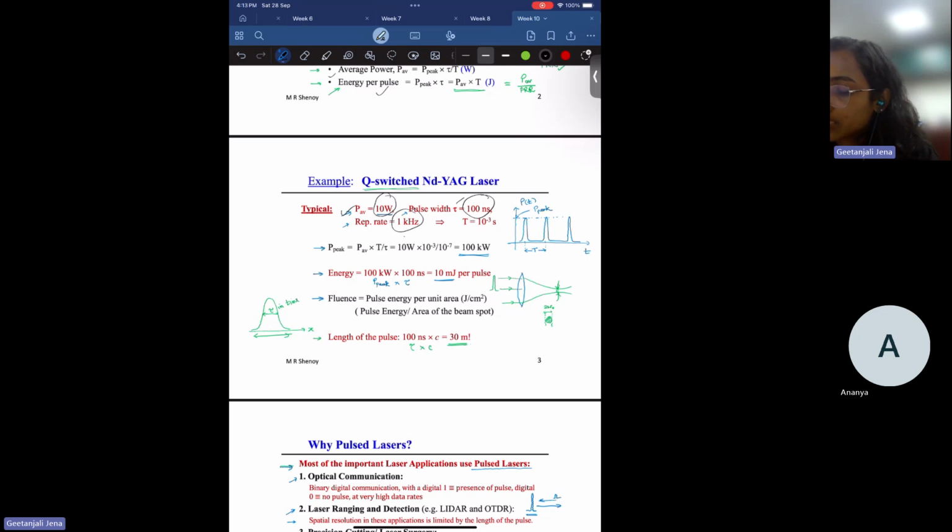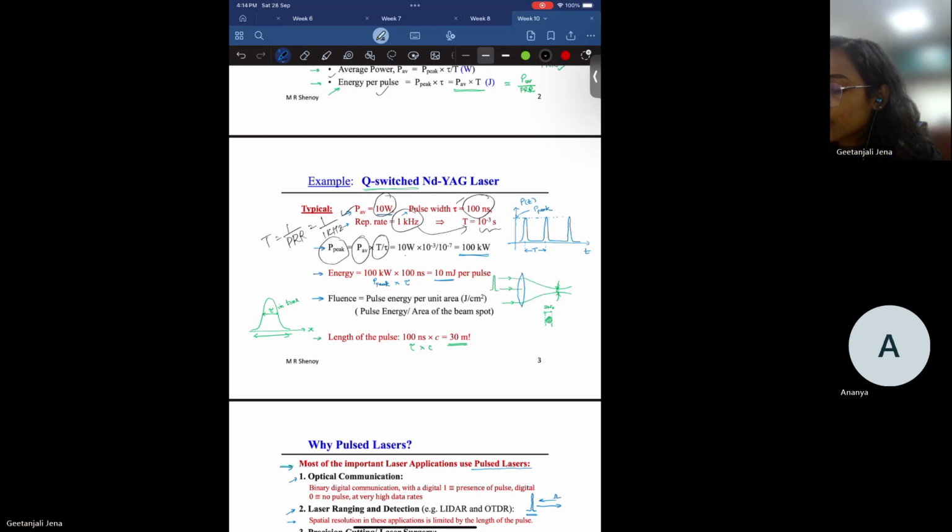So from the pulse repetition rate, you can calculate the time period T, which is given by 1 by P, the pulse repetition rate, that is 1 by 1 kilohertz. So it is 10 to the minus 3 second. And as P average is already given, you can calculate the peak power of this pulse, the maximum power that the pulse has. It is given by P average into T by tau.